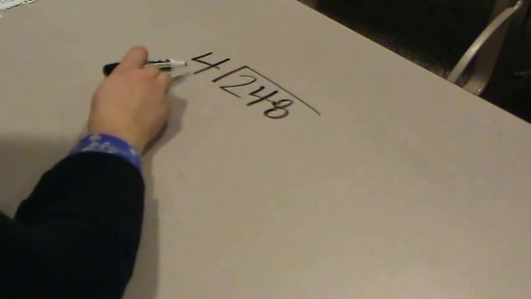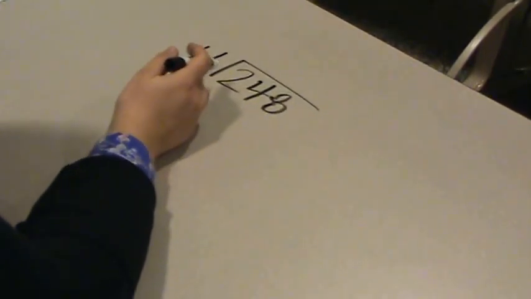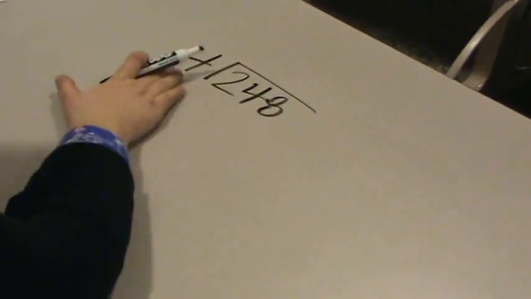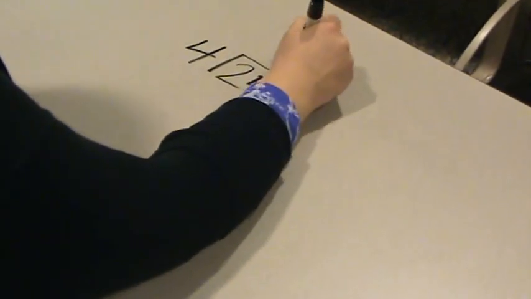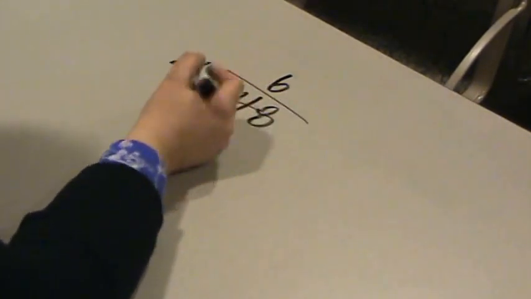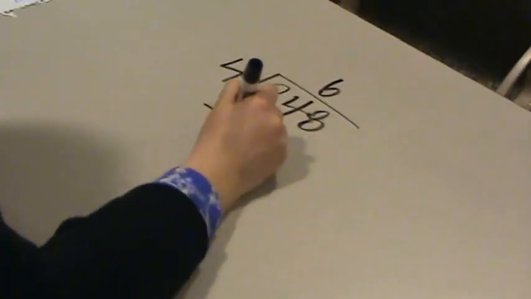So we're going to look at 4. How many times does that go into 2? Well, 4 doesn't go into 2. So now we're going to have to bump over to this 24. I know that 4 goes into 24 6 times. So we're going to put the 6 right above the 4, and I'm going to say 4 times 6 is 24. I'm just going to subtract that, and I'm going to get 0.